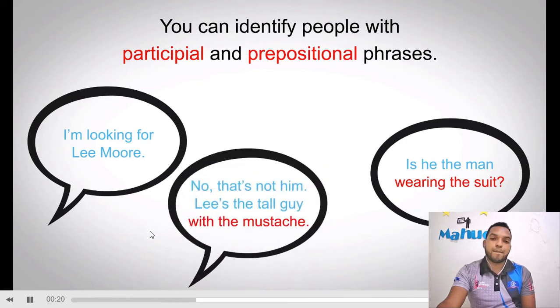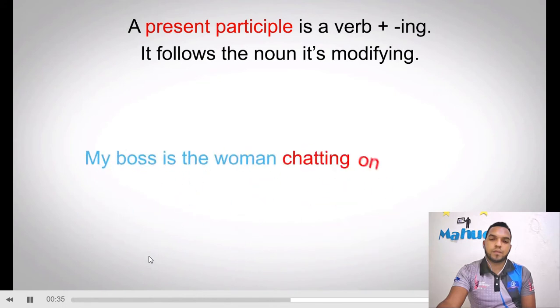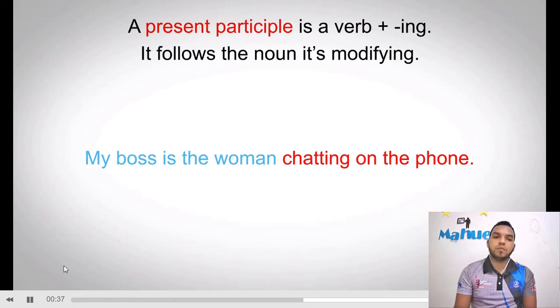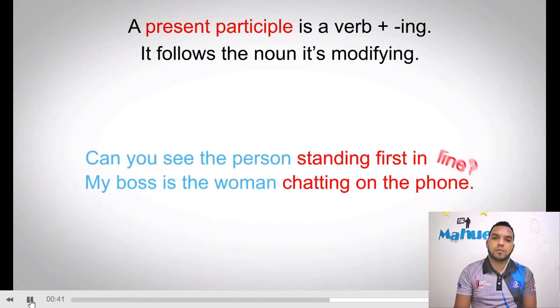No, that's not him. Lee's the tall guy with the mustache. A present participle is a verb plus ing. It follows the noun it's modifying. My boss is the woman chatting on the phone. Can you see the person standing first in line?